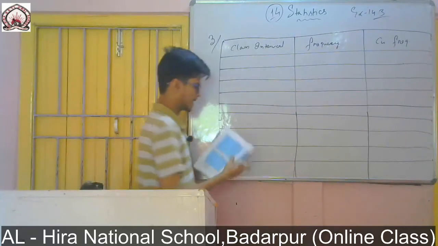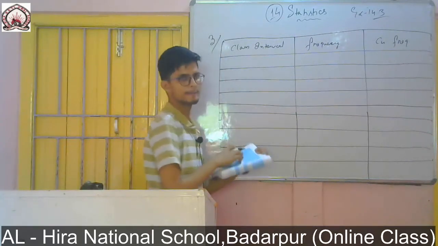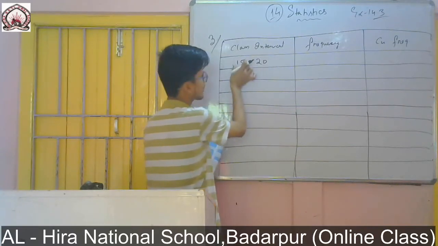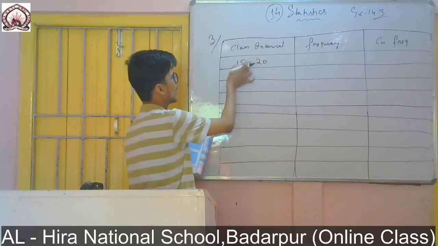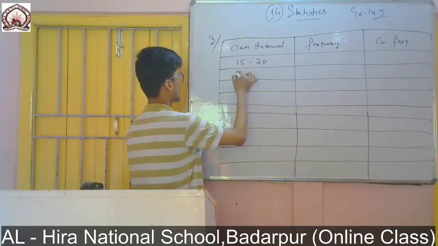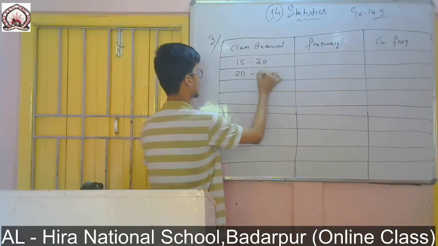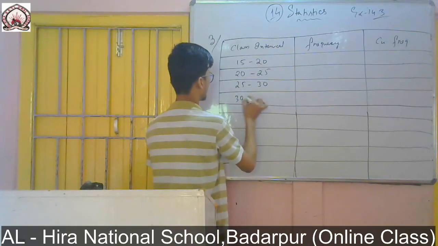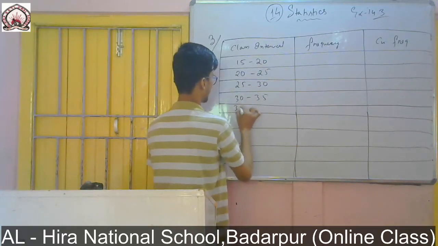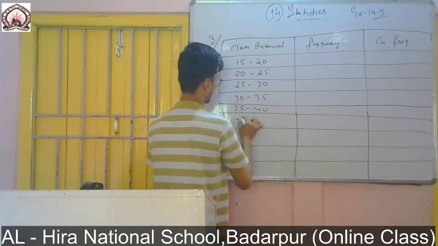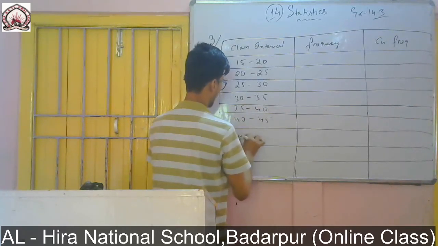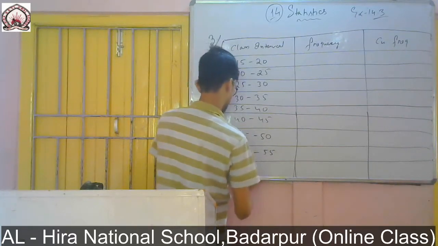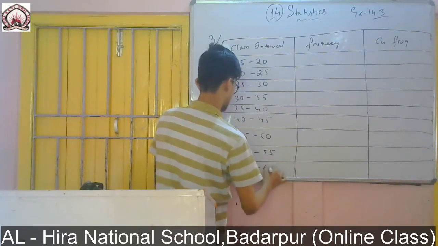So my table will start from, in each and every case the gap is 5. So I will start it from 15 to 20, letting the lower limit of the class be 15. Then 20 to 25, then 25 to 30, then 30 to 35, then 35 to 40, 40 to 45, 45 to 50, 50 to 55, and the last one is 55 to 60.